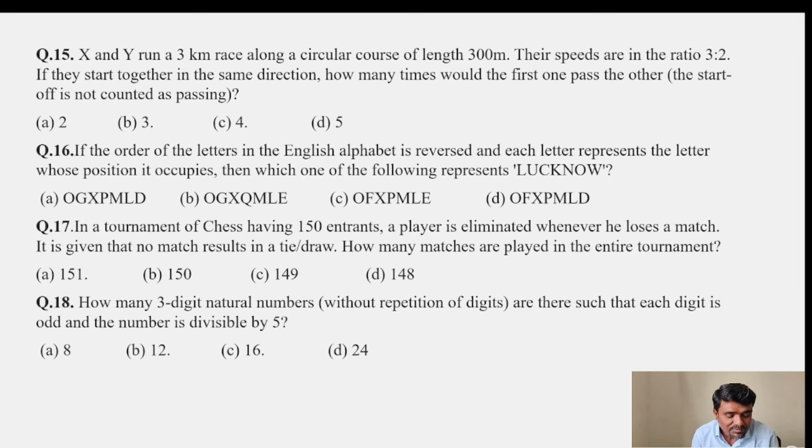Question number 15. Races question. X and Y run a 3 kilometer race along a circular course of length 300 meters. Circular race. Their speeds are given in the ratio 3 to 2. If they start together in the same direction, how many times would the first one pass the other? The start-off is not counted as passing. Okay, then how many times?